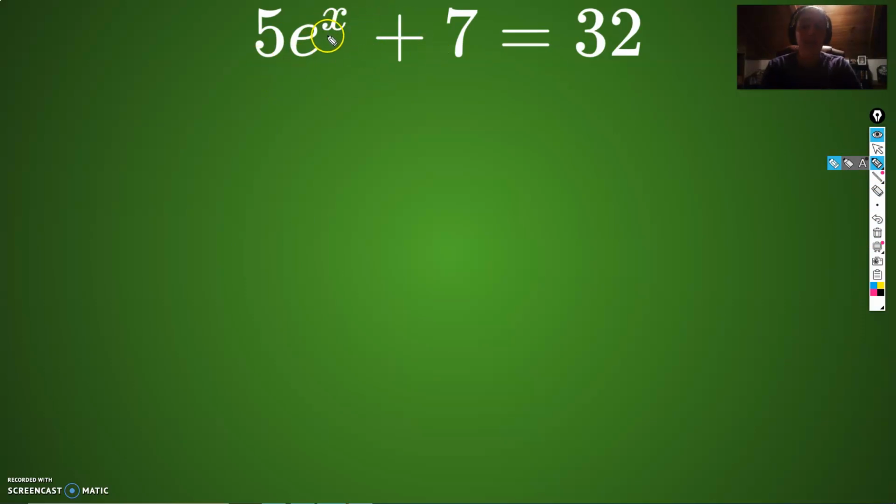Next, all right, another e to the x problem where we still have some gargly goop here. So let's clear out said gargly goop. Let's subtract 7 from both sides. So we get 5 e to the x equals 32 minus 7, better known as 25. And now let's divide both sides by 5 to get rid of, again, so much gargly goop. So e to the x on the left, 25 divided by 5 is 5.